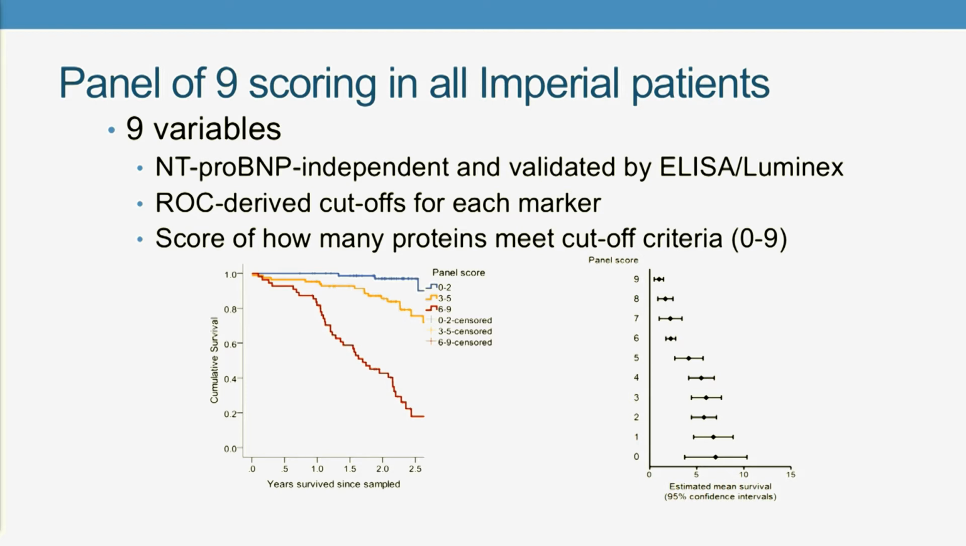how many of those proteins are indicating high risk in those patients to give them a score from 0 to 9. And basically, if you have a very small number of proteins indicating risk in a patient, the survival over time is very good. You can see in blue there, patients with 0 to 2 have a pretty good outcome for this disease, whereas patients with high risk levels of 6 to 9 proteins, seen in red, have a very poor survival over time. And the intermediate score is intermediate there. And the bottom right just shows the predicted mean survival of patients with the different scores of the panel.